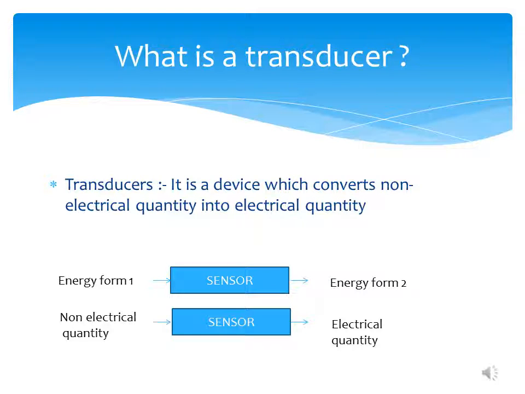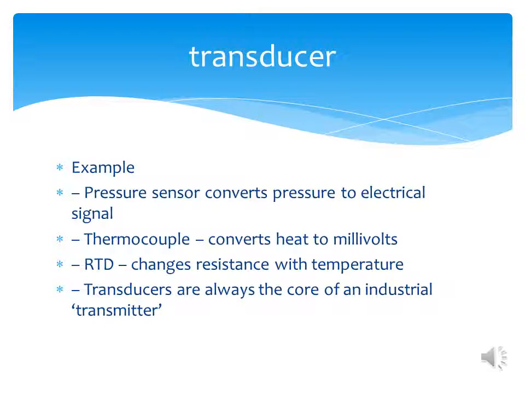The general definition of a transducer is to convert one form of energy into some other form of energy. But in instrumentation terms, it is a device which converts a non-electrical quantity into an electrical quantity. Example: a pressure sensor converts pressure to an electrical signal. A thermocouple converts heat to millivolts. An RTD changes resistance with temperature. Transducers are always the core of an industrial transmitter.